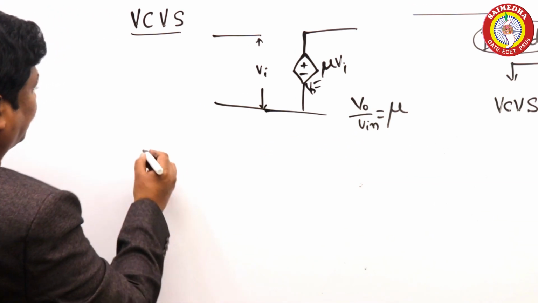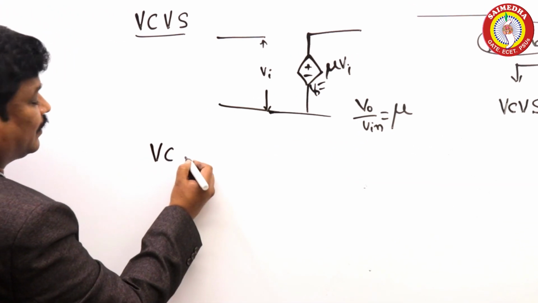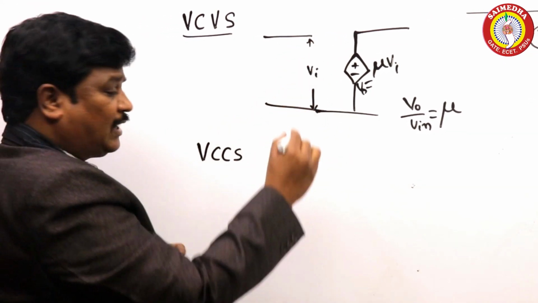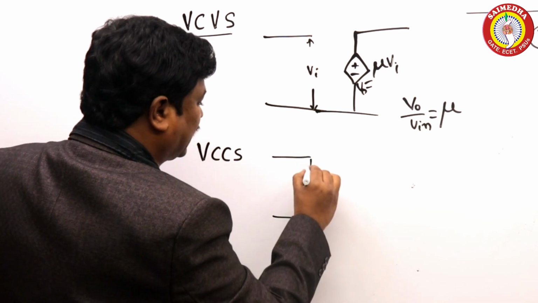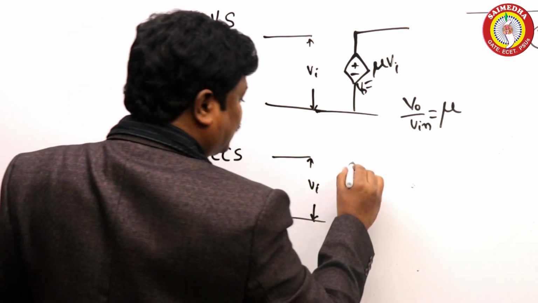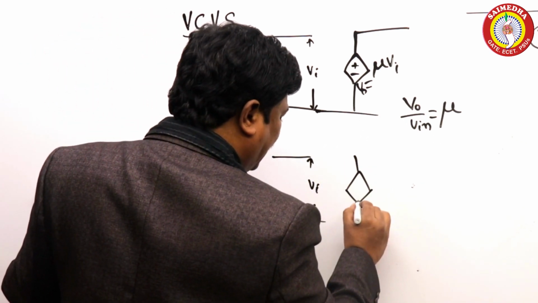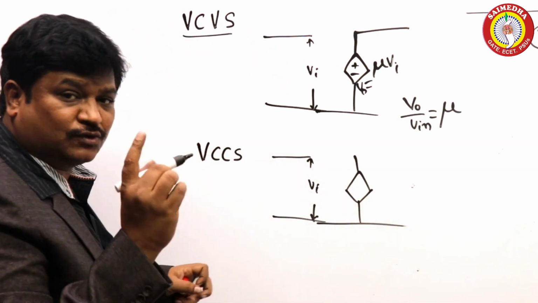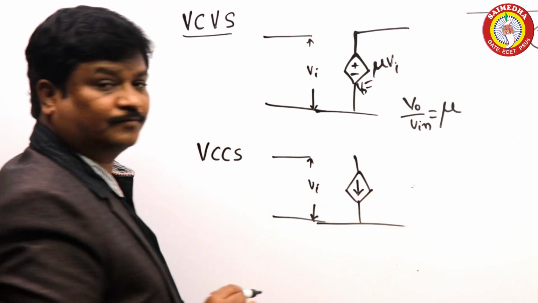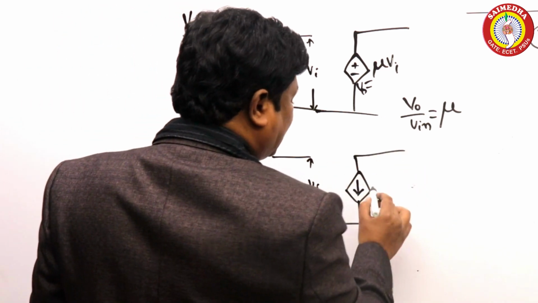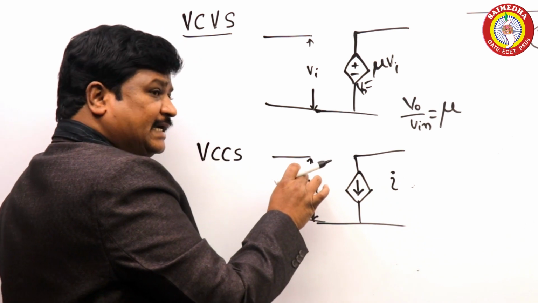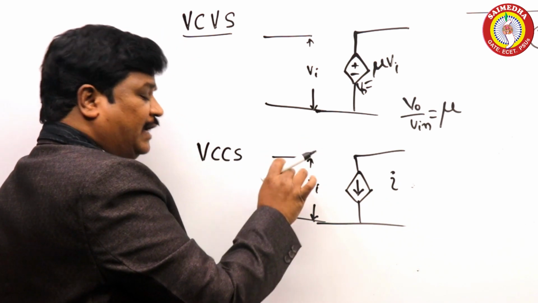The next one is the voltage controlled current source. Voltage controlled means, as before, we have this input side, open circuit. Then we have the current source, with the dependent source symbol. A current source we indicate with an arrow like this. And what is this current I? It depends upon the voltage V.